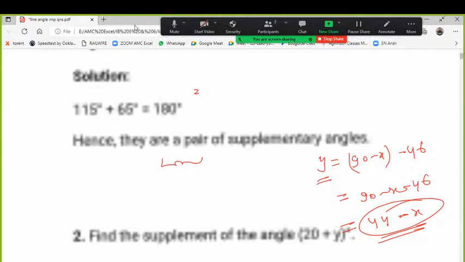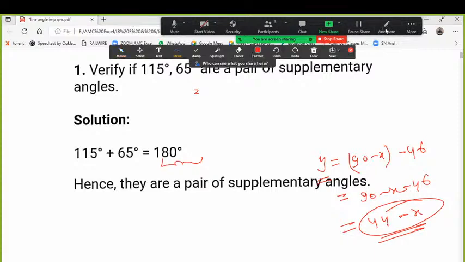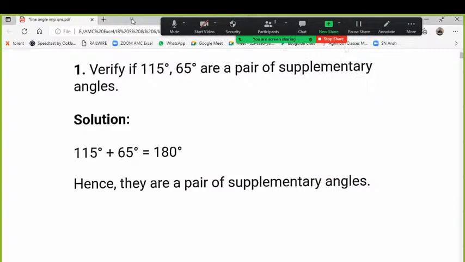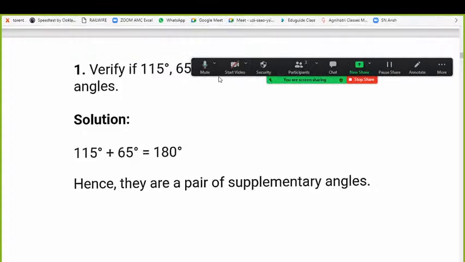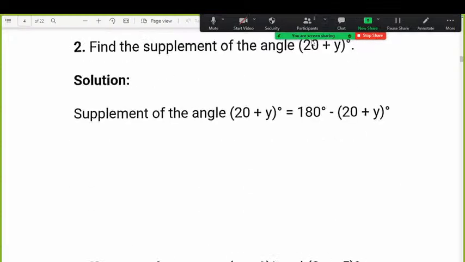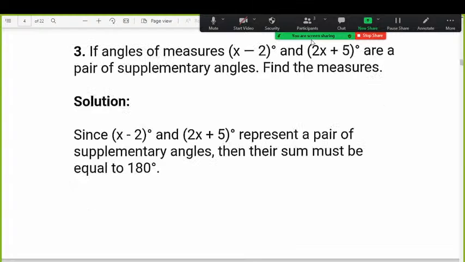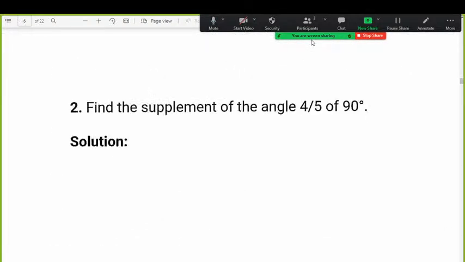Now these are supplementary angle based questions. They are also easy to solve. You just do the same thing but with 180. Can you solve them? I think you can solve one of them. All of these are easy to solve. Now solve this one. Find the supplement of an angle 4 over 5 of 90.